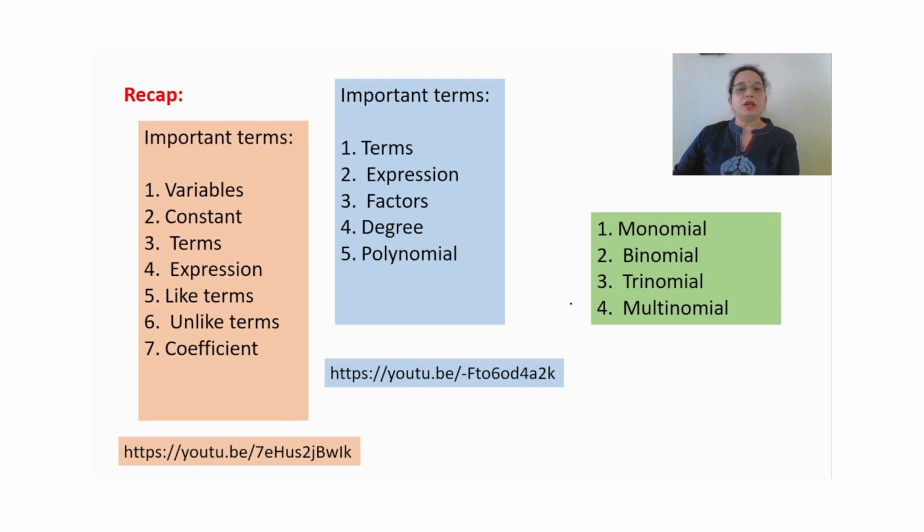For today's topic, we require monomial, binomial, trinomial, and multinomial. So, what is monomial? If an expression has only one term, that is called monomial. If an expression has two terms, it is known as binomial. If an expression has three terms, this is called trinomial. And if more than three terms are there, we call it multinomial or polynomial.